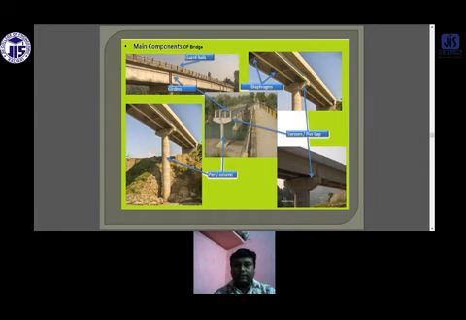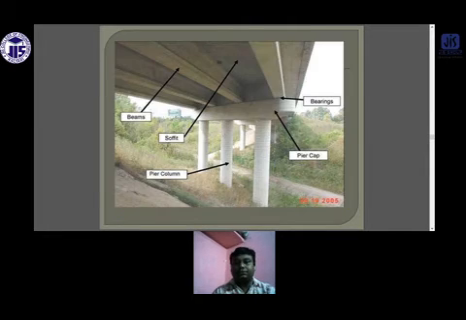These are the guardrails, which guard the vehicle movement. This one is the pier or the column. This one is the pier cap. Whatever is above the pier cap is known as the superstructure. Whatever is below the pier cap is known as the substructure.